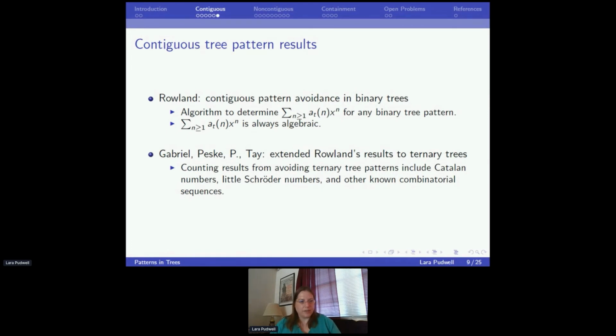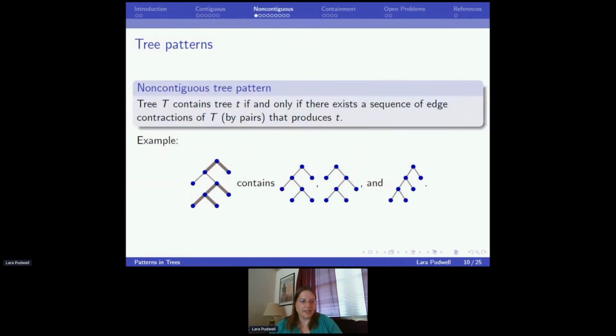And so contiguous tree patterns is one way a tree could be inside of a larger tree. But why should the smaller tree have to be all together in one piece? And that's the idea behind non-contiguous tree patterns. In a non-contiguous tree pattern, you still want to find the smaller tree somehow inside the larger tree. But here we're going to let it be a little more spread out.